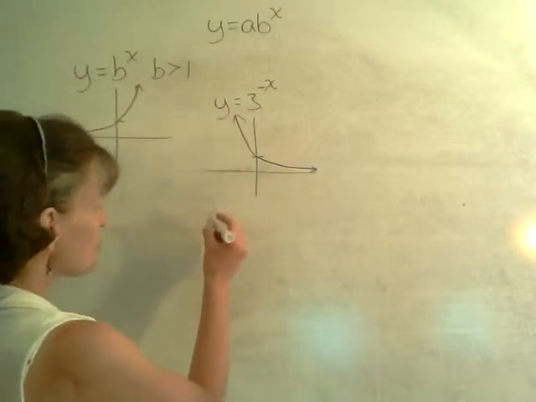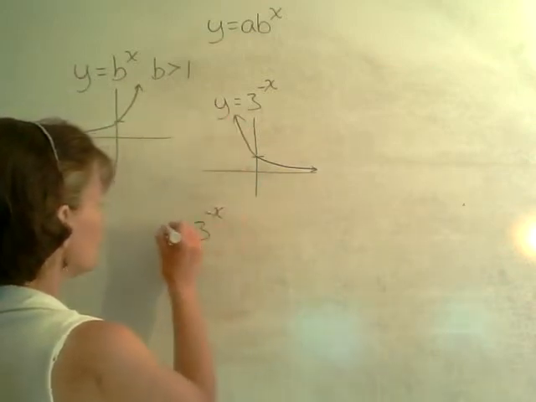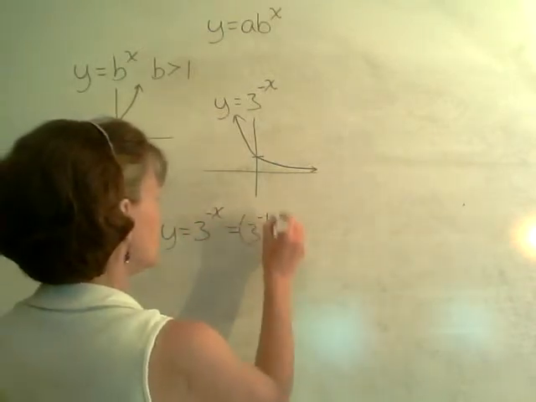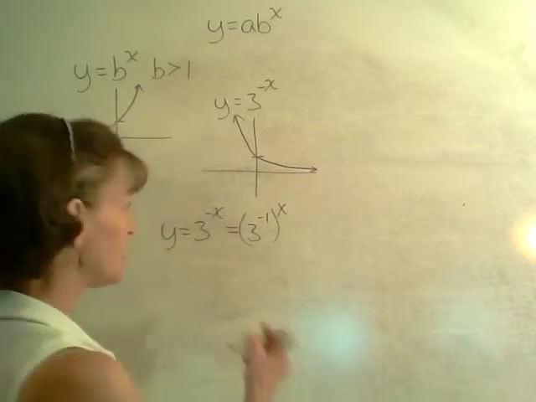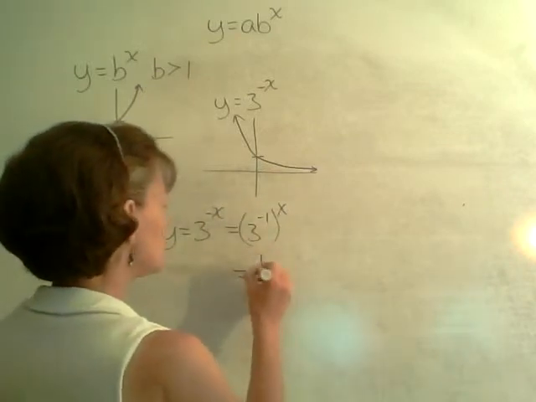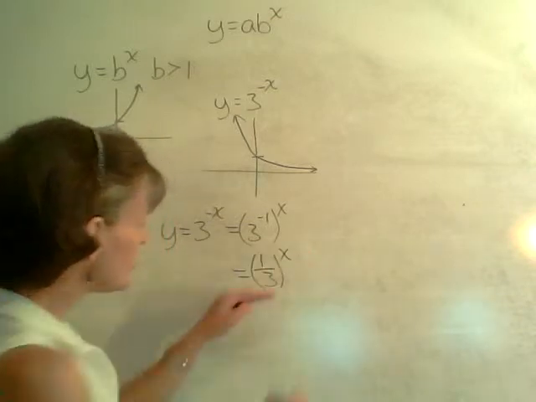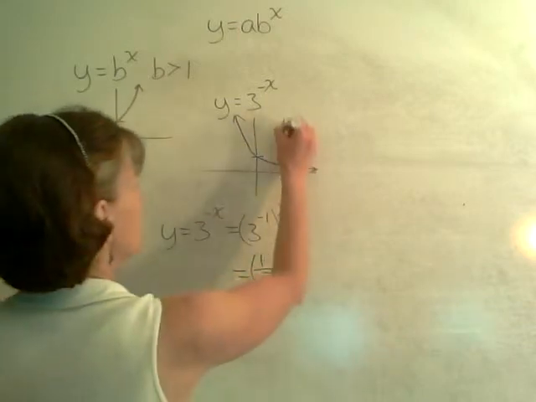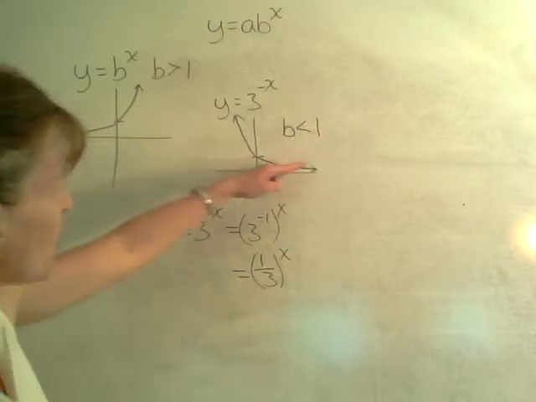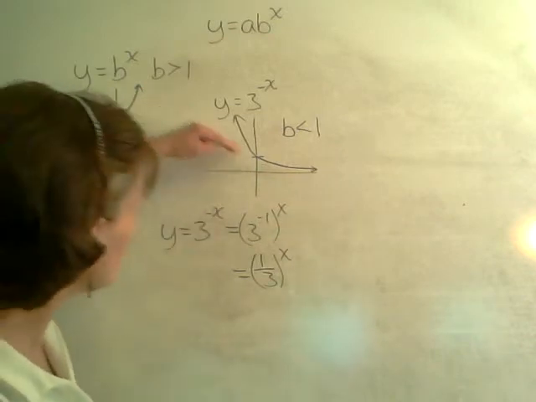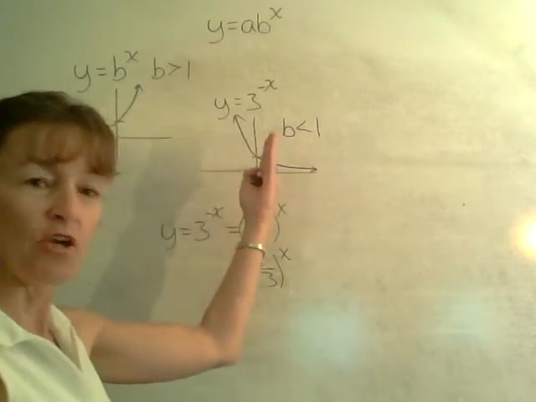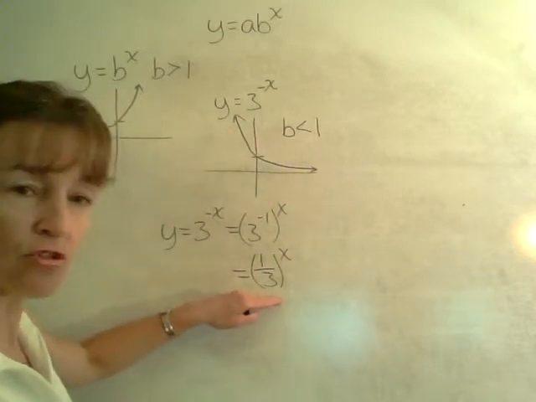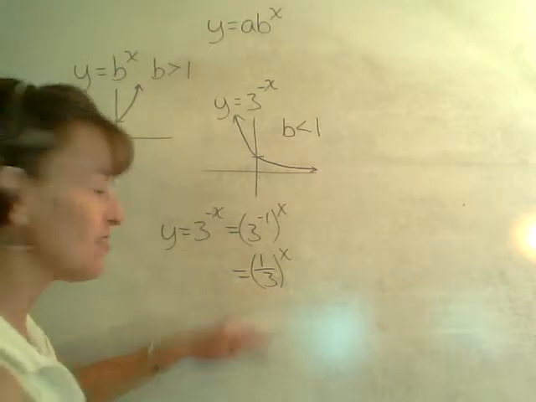All right, so let's look at this 3 to the negative x a little more closely. We can rewrite 3 to the negative x as 3 to the negative 1 to the x. Well, what is 3 to the negative 1? Well, 3 to the negative 1, as we said earlier, is really 1 over 3. So you see that when b is a fraction less than 1, then my parent graph is going to look like this. My parent graph is going to be a horizontally flipped version of this graph. This is the parent graph whenever b is a number that's less than 1.